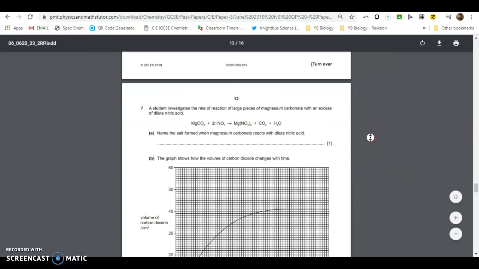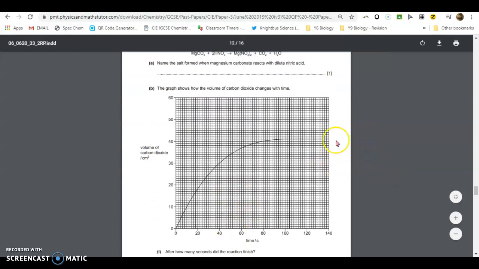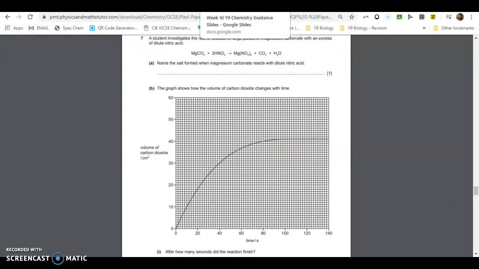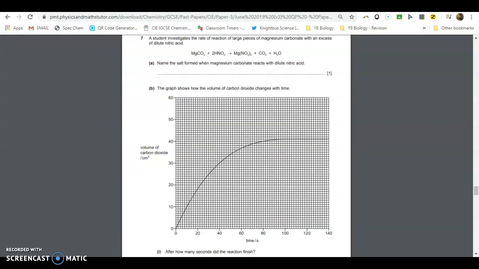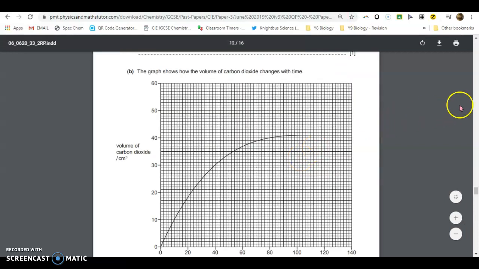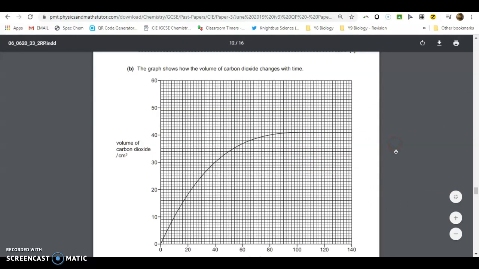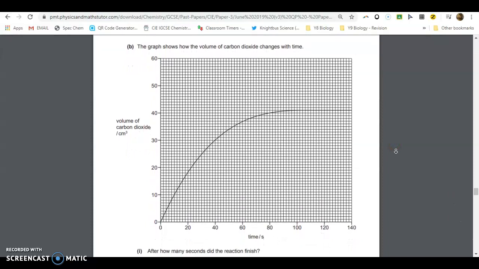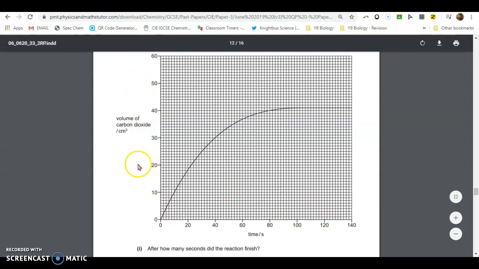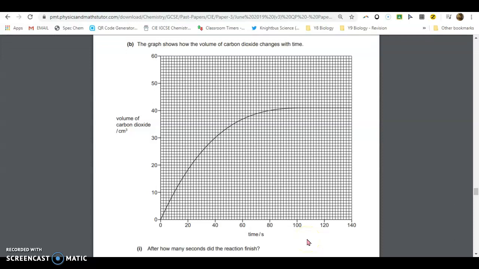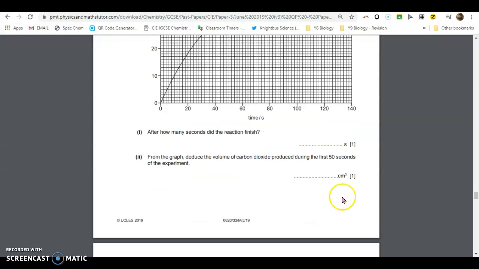The basic skills that we're building up are very familiar, because you'll see that this looks very similar to the graph I've shown you on this page. I'll take you through this as well. The graph shows how the volume of carbon dioxide changes with time. You've got time over here, in seconds, and volume of carbon dioxide in centimeters cubed. I'll put a little tricky question somewhere in the quiz to test whether you're on the ball: are you able to convert minutes to seconds? A little trap in there for one of the questions.